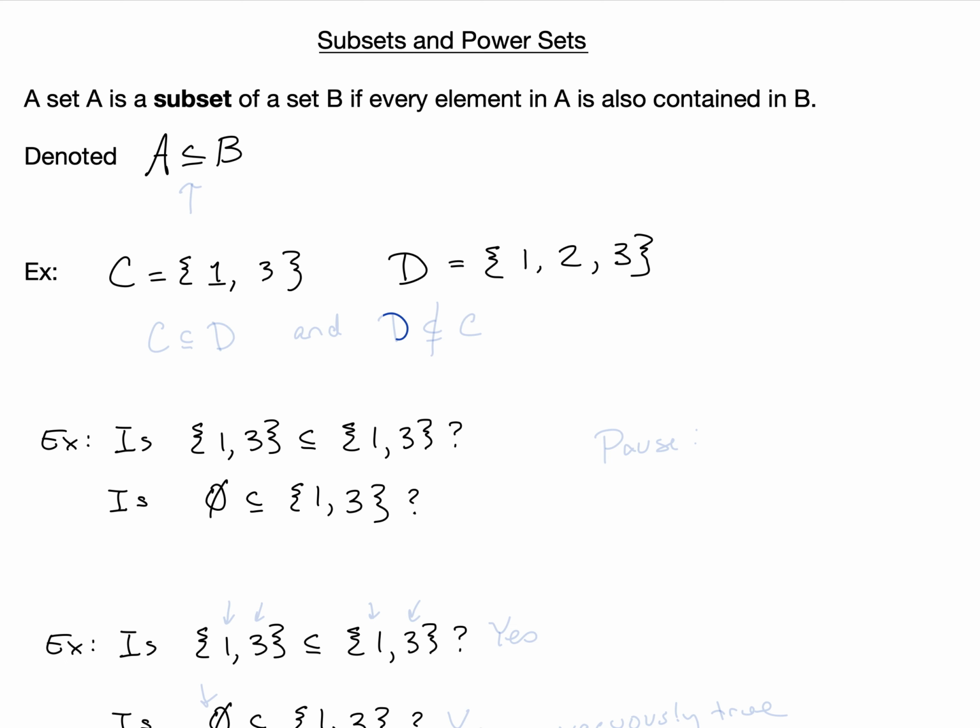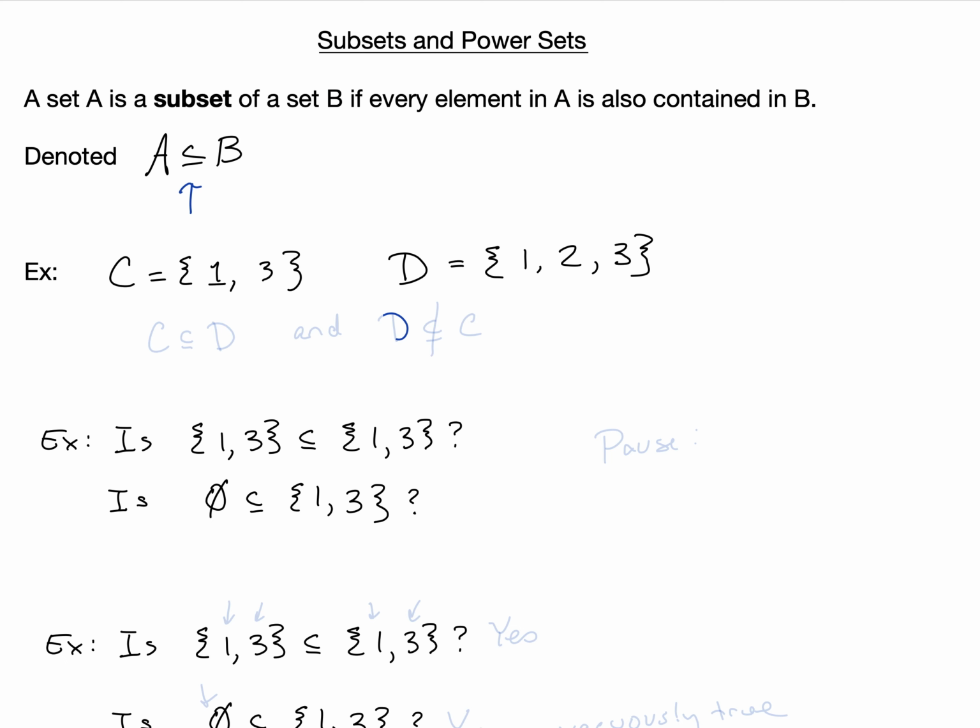This video is on subsets and power sets. A set A is a subset of a set B if every element in A is also an element of B. And that's denoted A is a subset of B, so that's our subset symbol right there.